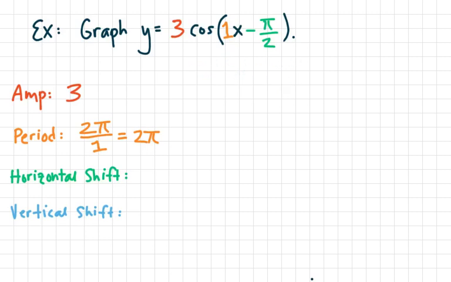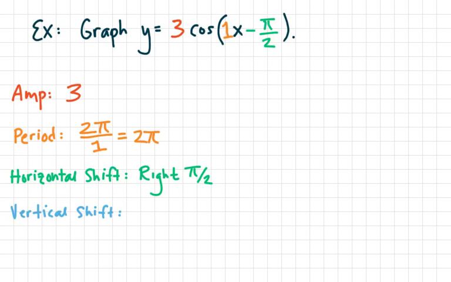So the horizontal shift is, let's see which direction. It's going to be right by pi over 2. So since it's a minus pi over 2, that tells us to shift it right. And I would encourage you to use the words right and left, just so it's very clear.